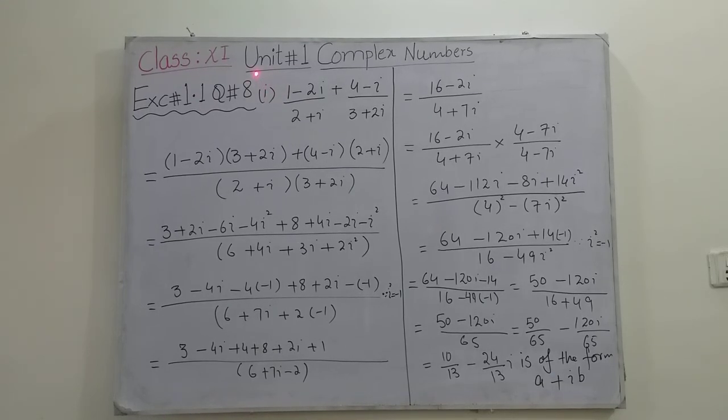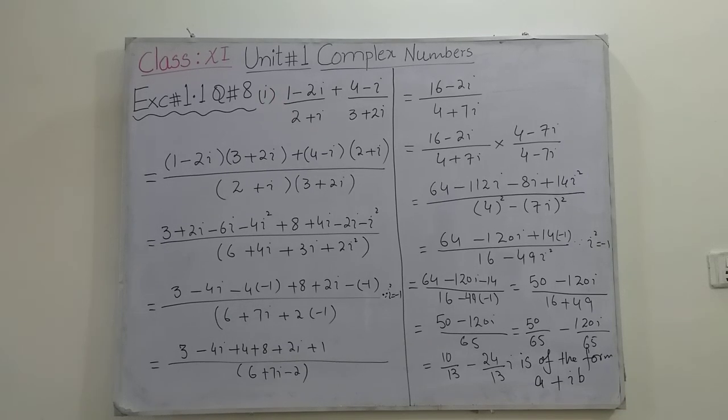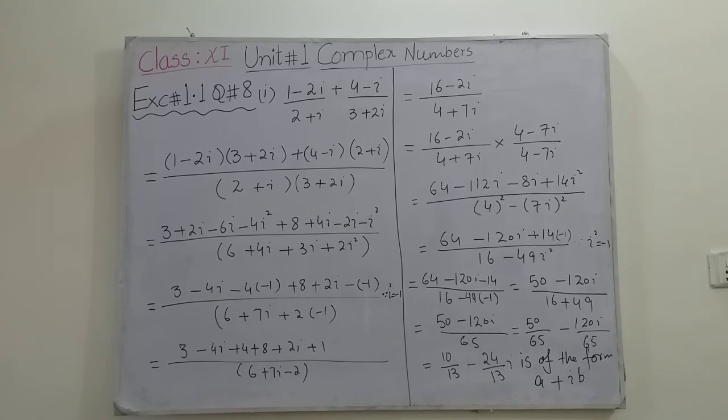Today we have Unit 1, Complex Numbers, exercise 1.1, question number 8, part 1. For question number 8, we have to express the following in the form of a plus iota b. Here we have three parts. Part number first: (1 minus 2 iota) divided by (2 plus iota) plus (4 minus iota) divided by (3 plus 2 iota).